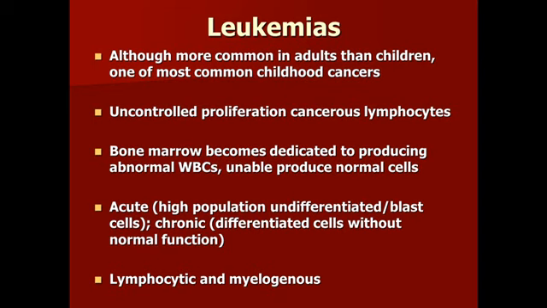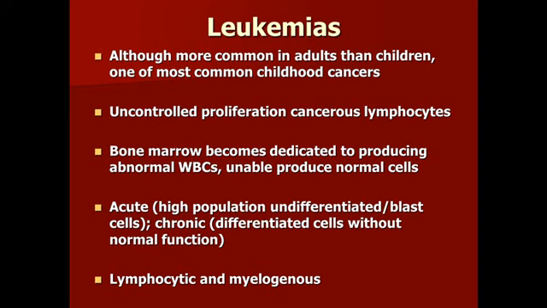Leukemias can be acute with a very large and high population of cells that are undifferentiated and that are blasts. Remember, blasts are baby cells. Or it can be chronic. Now, in a chronic leukemia, you have differentiated cells without normal function. So there's a big difference then you can see of the characteristic. In acute leukemia, you have a lot of undifferentiated and blast cells. In a chronic leukemia, you have a high population of differentiated cells, but they don't function normally.